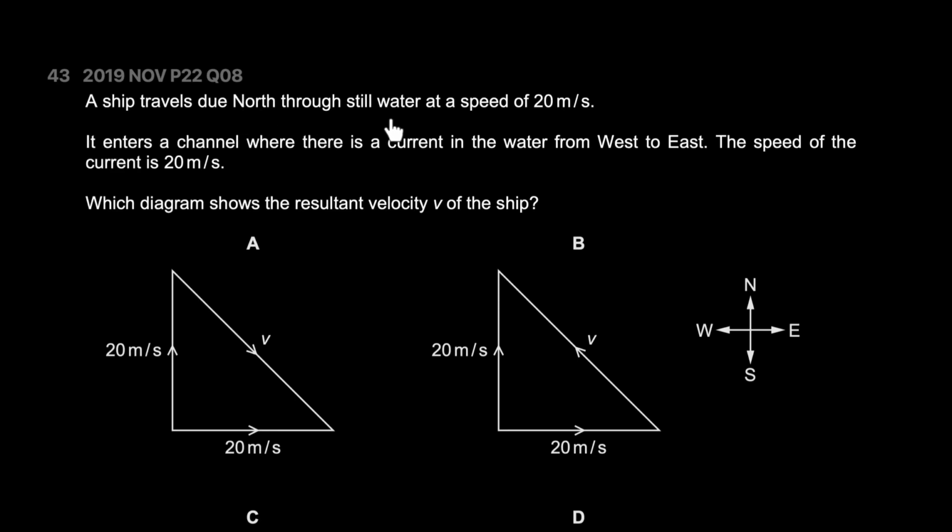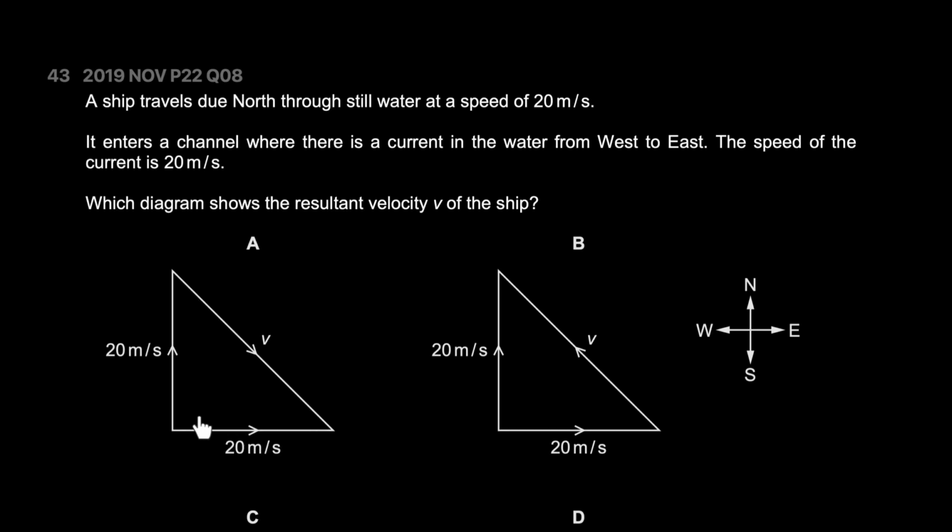A ship travels due north through still water at a speed of 20 meters per second. North, right, I see that. It enters a channel where there is a current from west to east, so towards the right. The speed of the current is 20. Going up 20, going right 20, which diagram shows the resultant? Going up, going down. So they've connected it over here like that, right? But it's not head to tail. But it makes sense what's happening to the ship, which is over here but not shown.